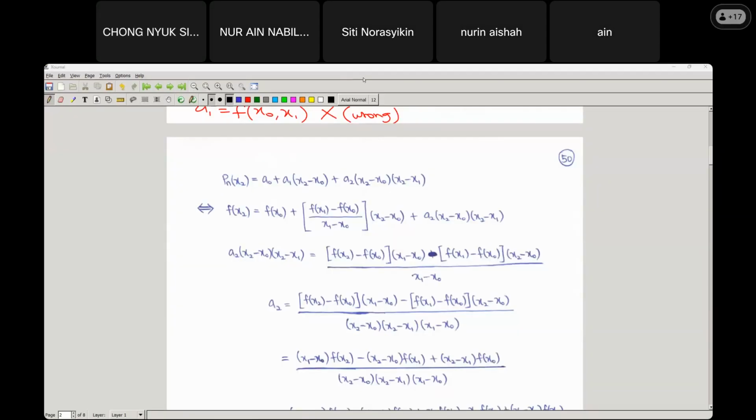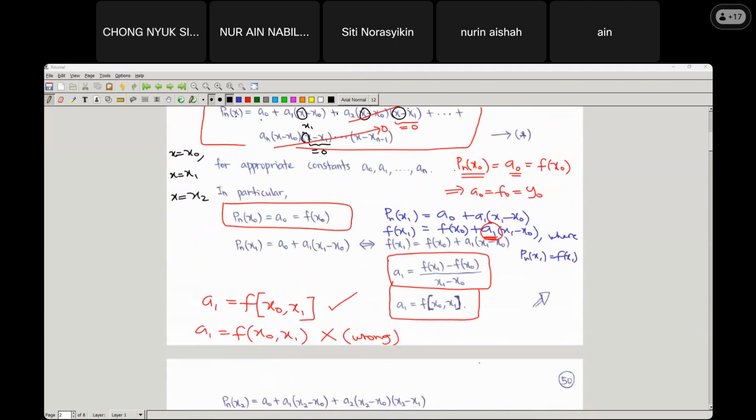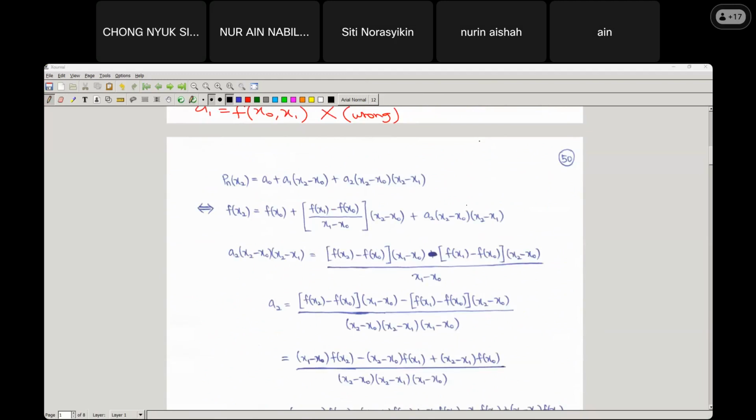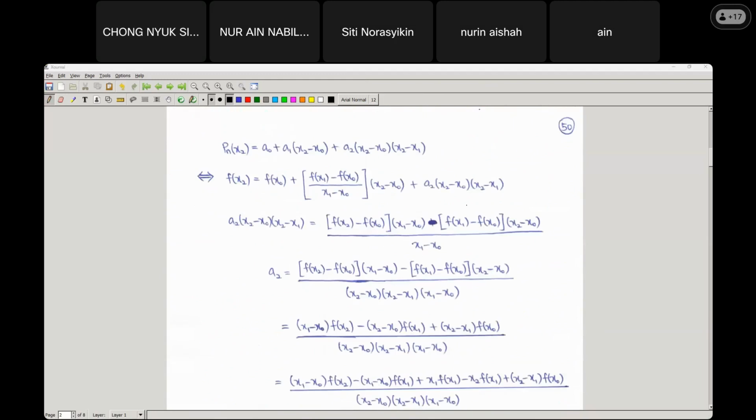Okay, guys, let us take a look at today's class. Yesterday we stopped at the introduction of the divided difference, and then we introduced how we are going to find the constants A0 and A1. The next one is, I do ask you guys to look at how we are going to find the next constant, that is A2.